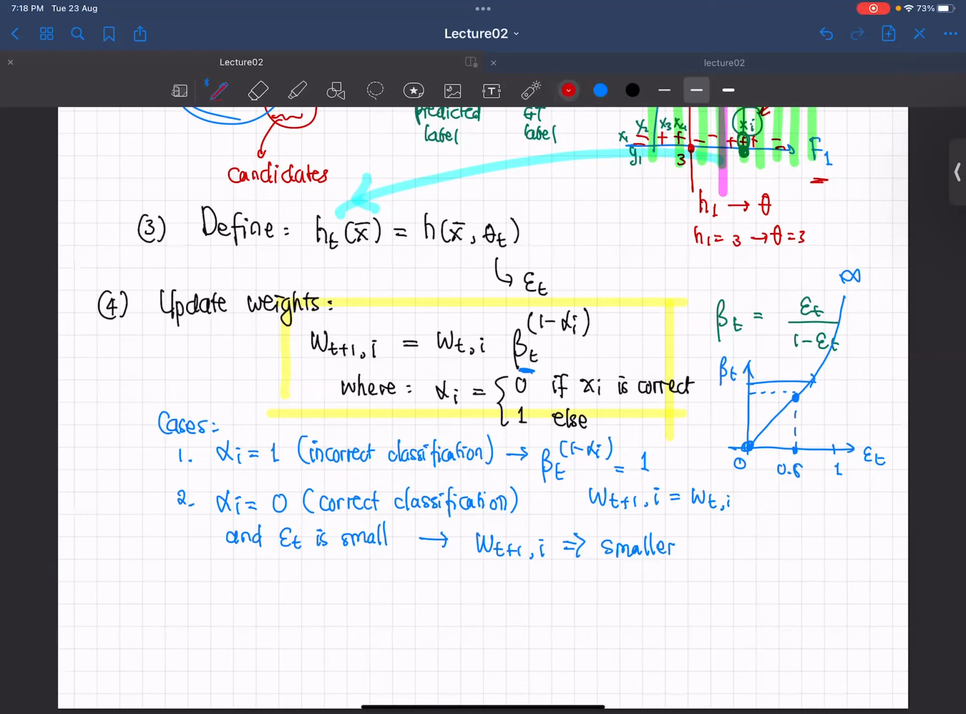So the definition of epsilon t to be small is that beta t has to be smaller than 1. That's the definition of epsilon is small. Good question. Yeah, I forgot to mention that actually. Okay, so whenever beta t is smaller than 1, that is the definition of epsilon t being small, which is a good classifier.